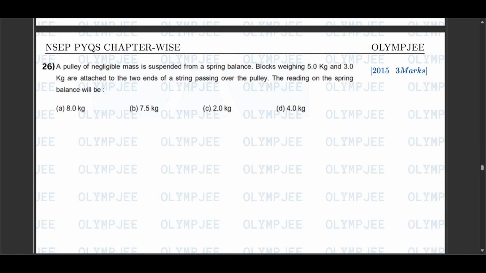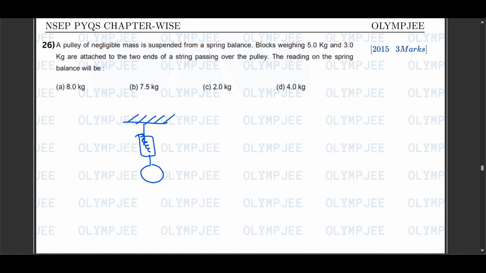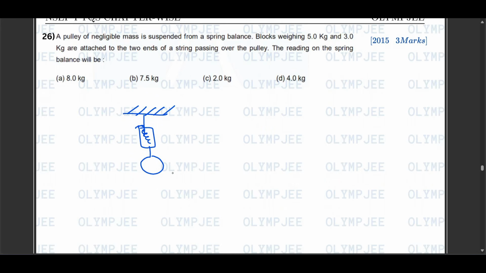So question 26 says a pulley of negligible mass is suspended from a spring balance. Blocks weighing 5 kg and 3 kg are attached to the two ends of the string passing over the pulley. So the reading in the balance will be, so assume that the balance is here and the pulley is attached. This should be a negligible mass pulley.